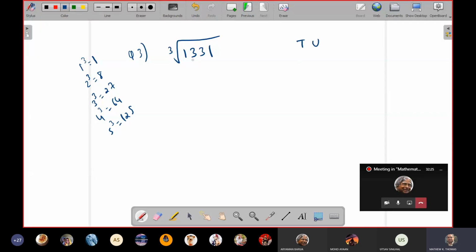Yeah, so here the number is 1331. So we are going to cut 1, 2, 3. What is left here? 1. So 1 cube is 1, 2 cube is 8. So we can't take 8, we will take 1. So the tens place will be 1 and the last digit is 1. If the last digit is 1, that means 1 cube is 1. So this will be 11. So the cube root of 1331 will be 11.